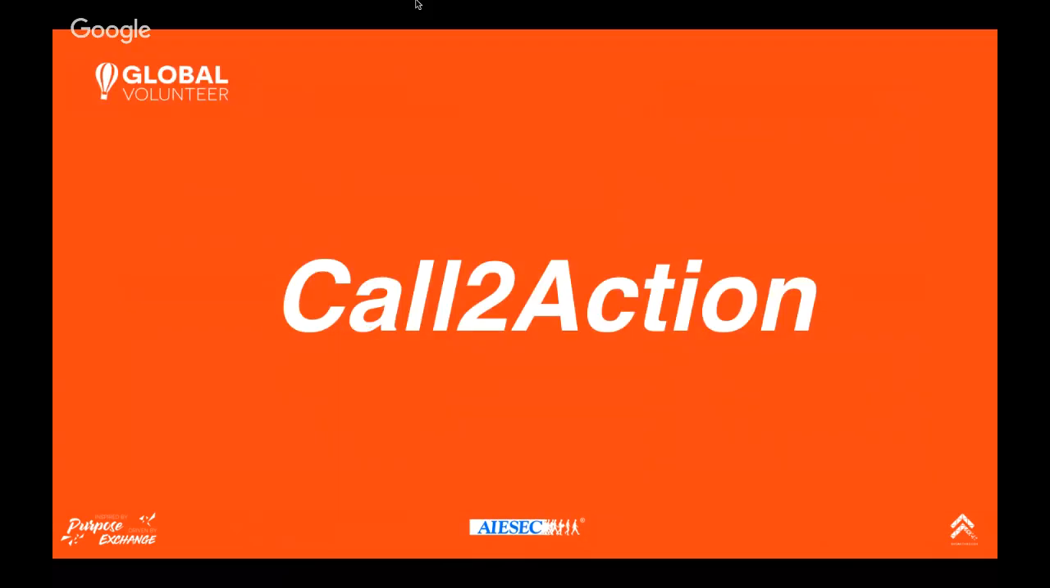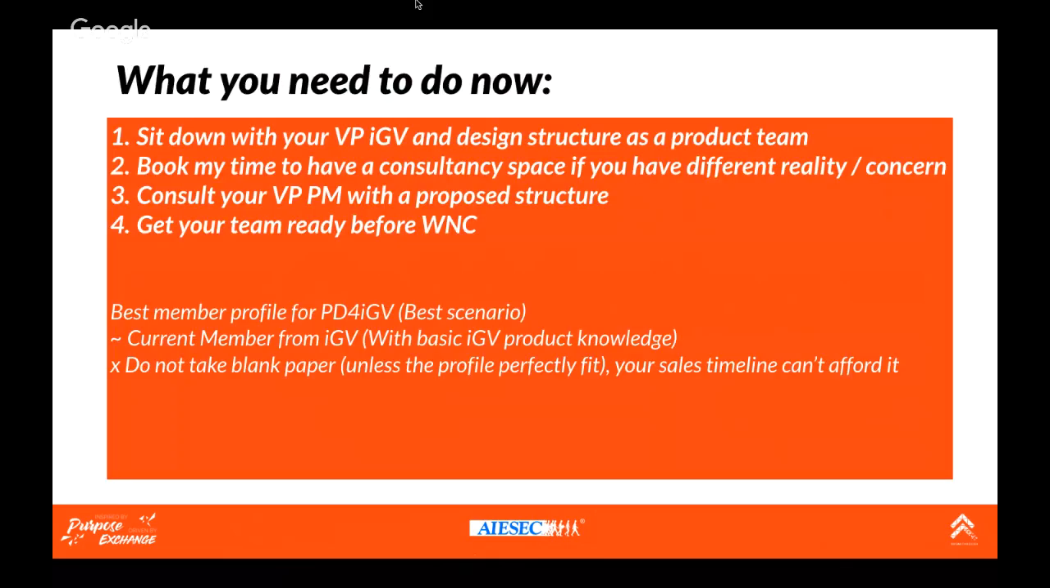Okay, so there are several calls to action that you need to take note of right now. What you need to do now, no matter whether you are VP IGV or VP PD4iGV or you are already a director selected under your VP IGV, is to sit down with your VP IGV and design the structure as a product team. Okay, never see PD4iGV as a department, but really sit down with your IGV and see both departments as one product team.